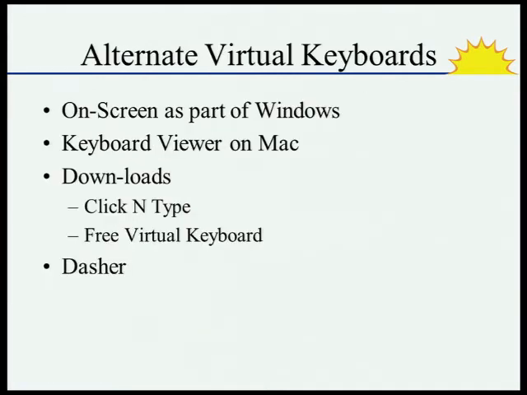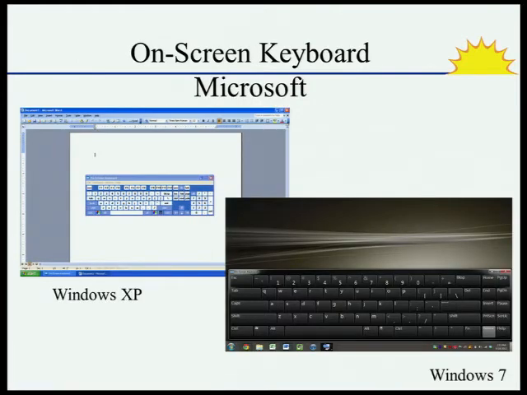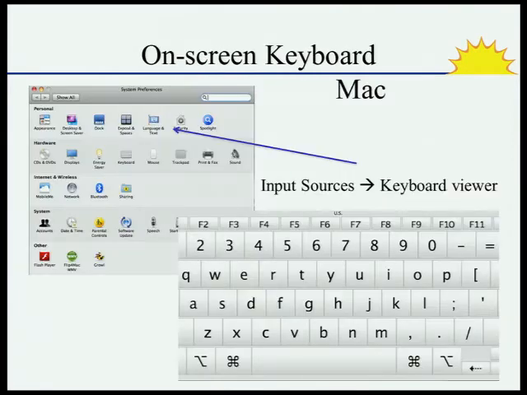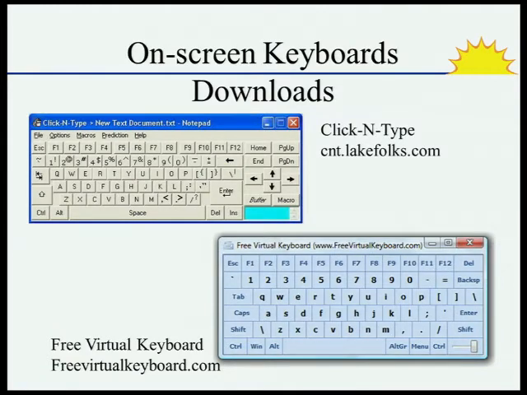And then there are several alternative keyboards that are available. Within Windows and within Macs, they have keyboards, and then there's free downloadable ones. This is what the on-screen keyboard looks like in Microsoft in the older and newer versions. In the Mac, it's in System Preferences. You go to Language and Text in the System Preferences, choose the input sources, and choose the keyboard viewer. And these are just some free on-screen keyboards that you can download from websites.